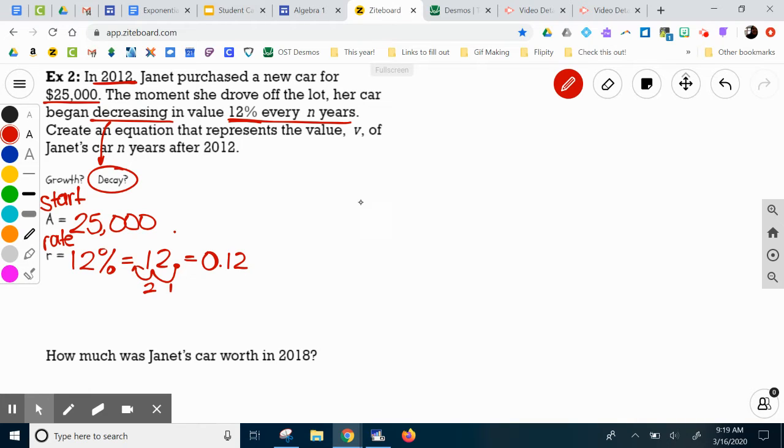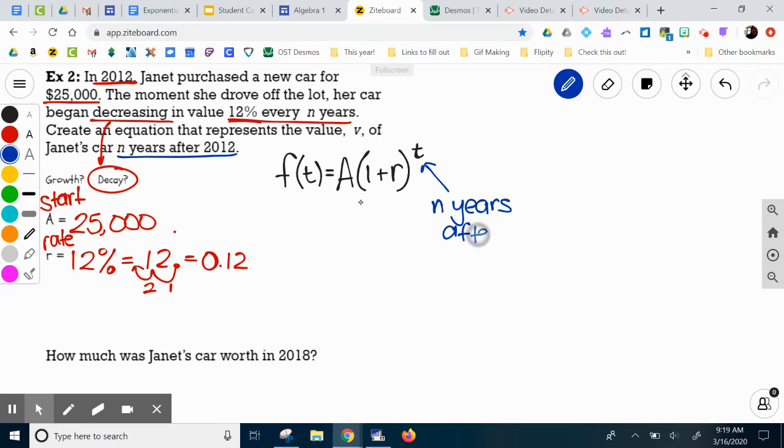We always go back to our exponential growth and decay function, which is f of t is equal to a times 1 plus the rate to the power of t. Okay, and we're going to pop in what we know. So it tells us n years after 2012. So instead of t, we're going to use n years after 2012. The other thing it tells us is it represents the value v. So v is the value. Once we've got that, we're ready to write our equation.